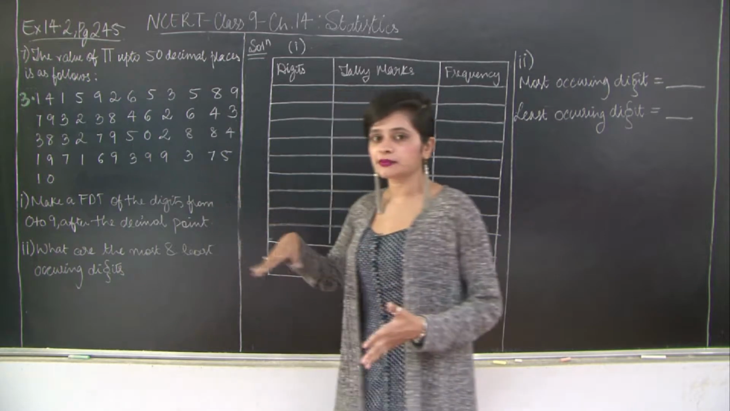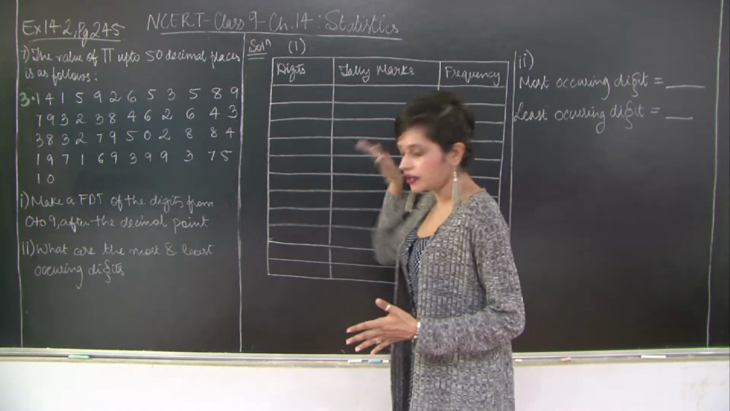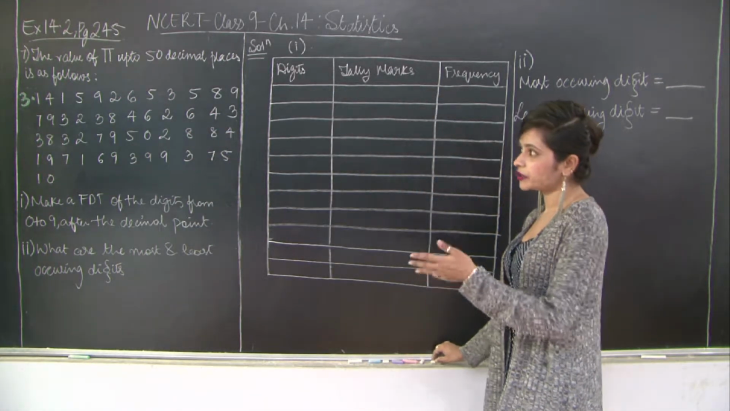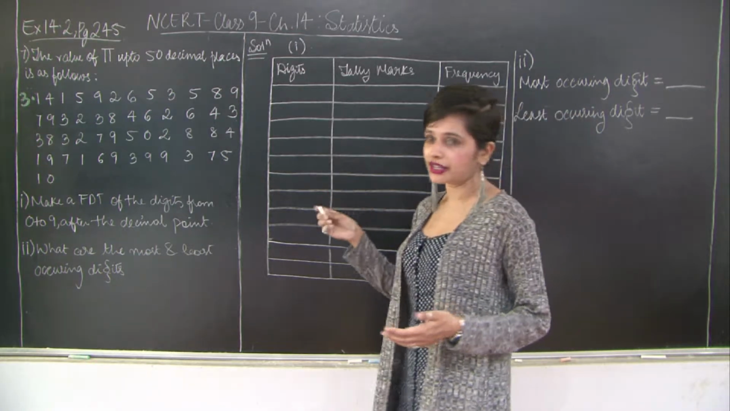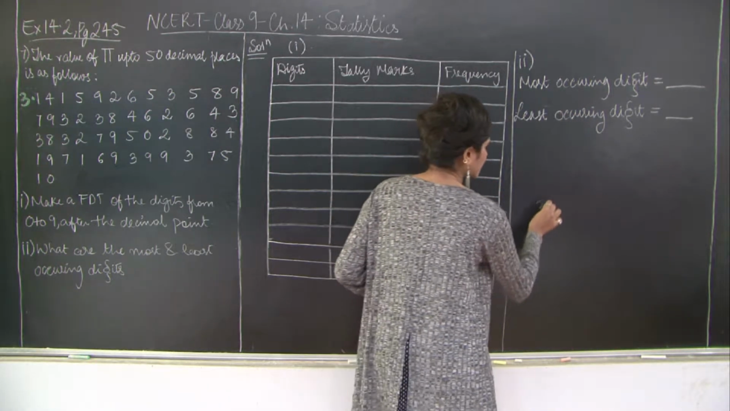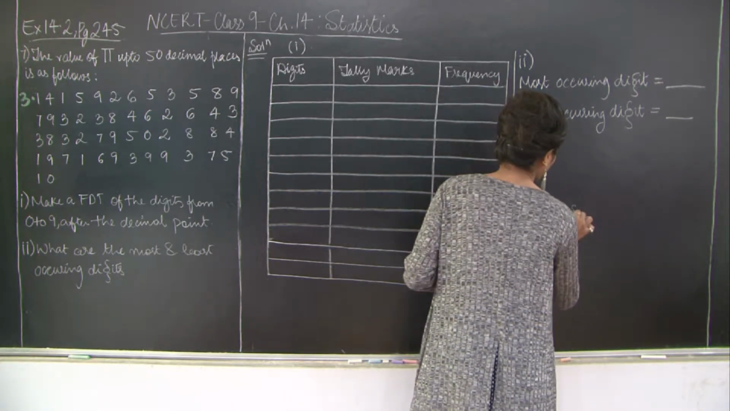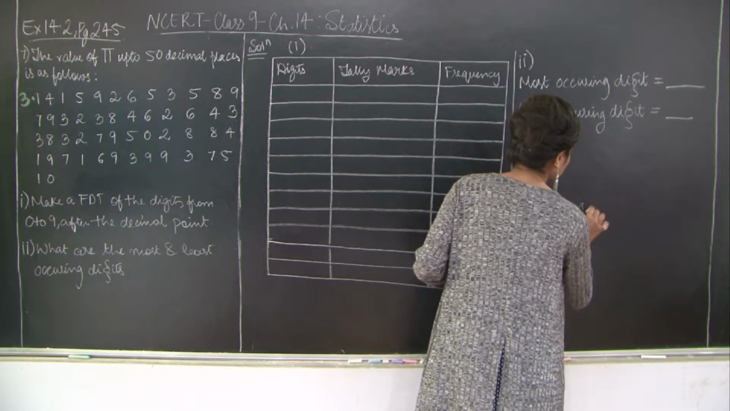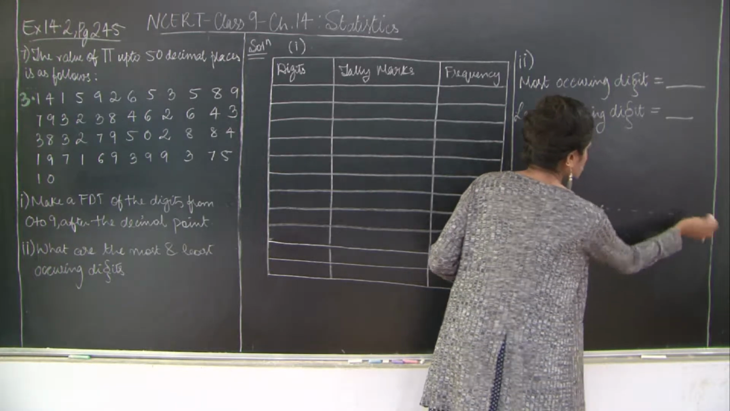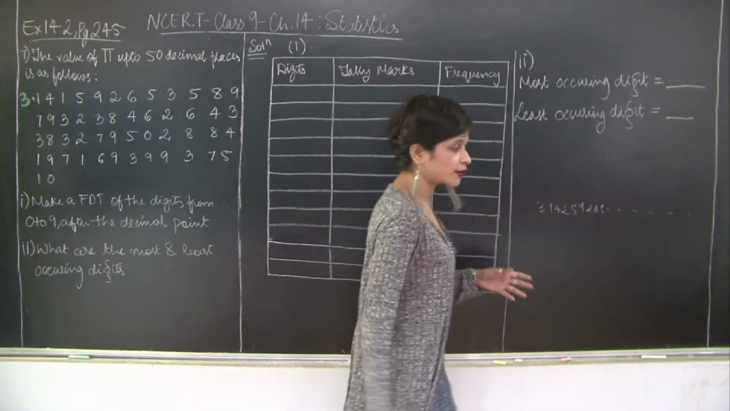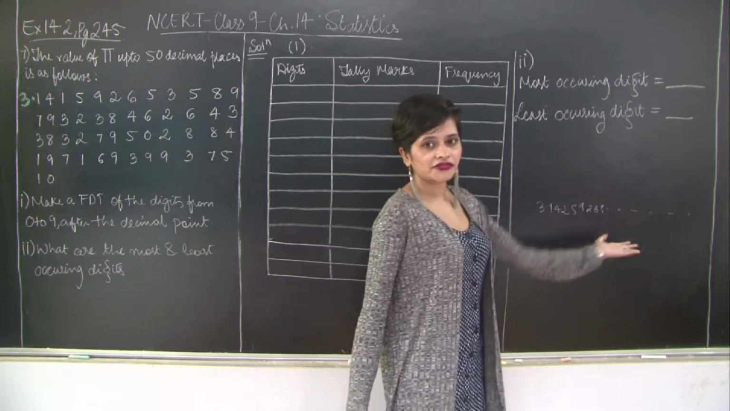Now in your textbooks it's written as one entire number. But if I would have written it like that, then it would be very confusing. So it's written something like 3.1425925 and so on up to 50 digits. That would be very difficult for us to solve the question.